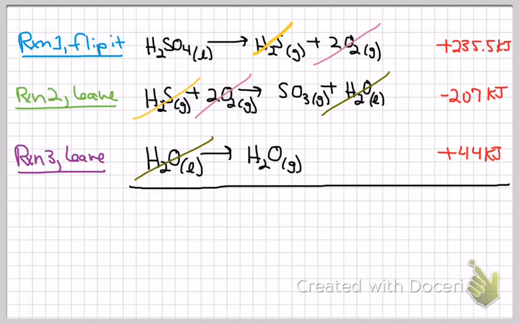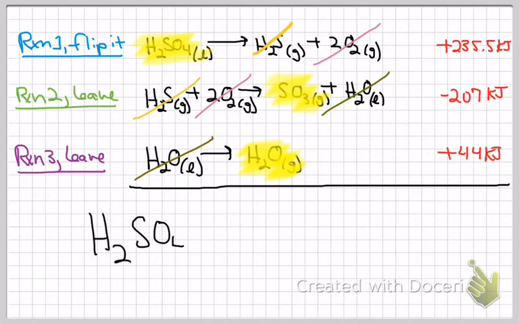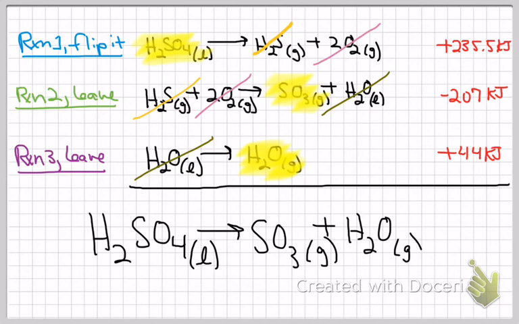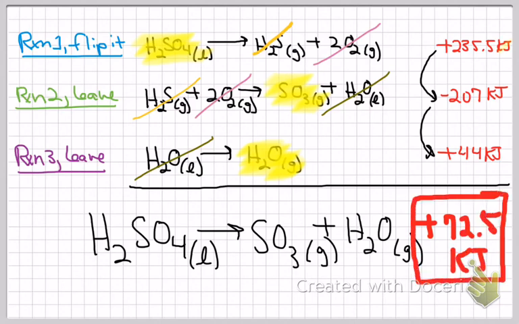So now, everything that survives, which I'm going to highlight, I have 1 reactant surviving, I have 2 products surviving. I'm just going to bring those down, and they represent the summation of these 3 equations. And you notice I now have an equation that matches my target equation. And as I added the chemical equations, I will add the enthalpy changes. I'm going to add these 3 numbers together, and my final answer is a positive 72.5 kilojoules.